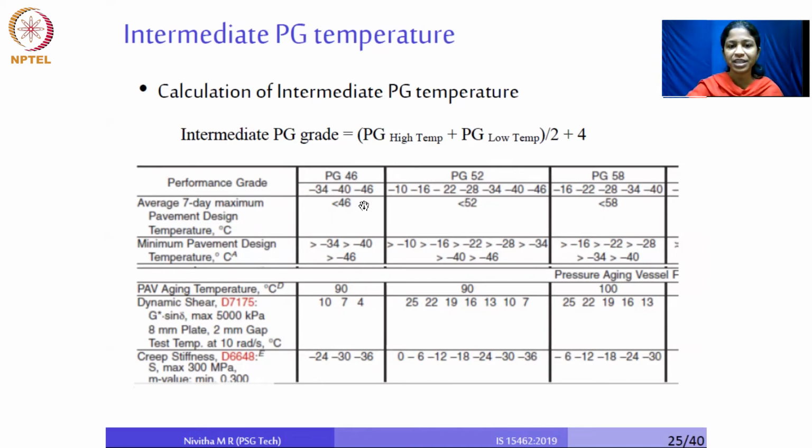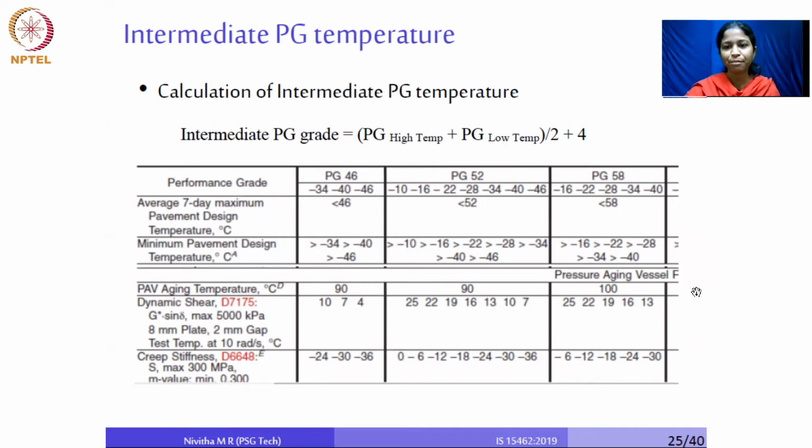Similarly, you can check with this: 46 minus 40, I have 6. 6 divided by 2 is 3, plus 4, 7. So like that, you can check for any temperature. This is how it is calculated. Now let me ask you this question. At this intermediate temperature, we are checking for the energy dissipation, right? Energy dissipation occurs only when the temperatures are significantly lower, when the response of the material is more solid-like. So this is how the intermediate temperature is calculated in the PG framework.